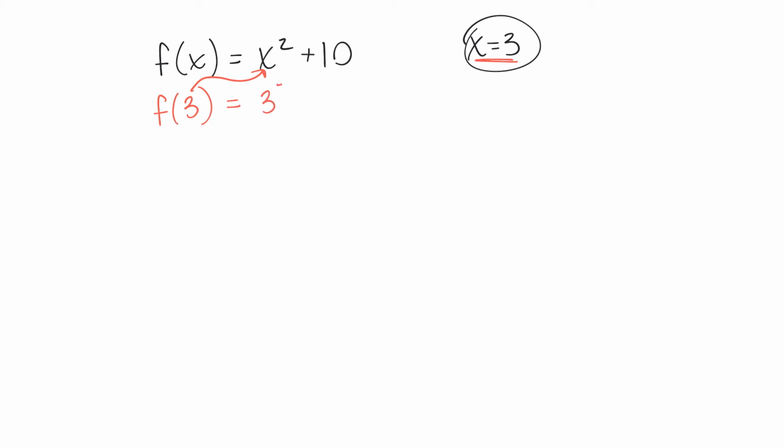So you would have 3 squared plus 10, which is 19. So f of 3 equals 19. We are going to take that same thing and apply it to this. So let's look at another one.